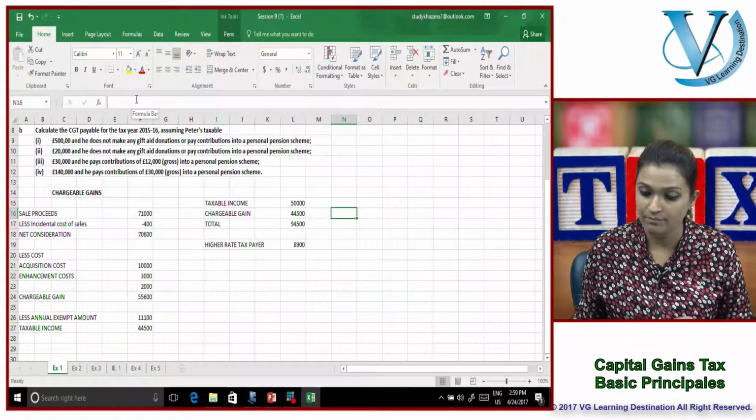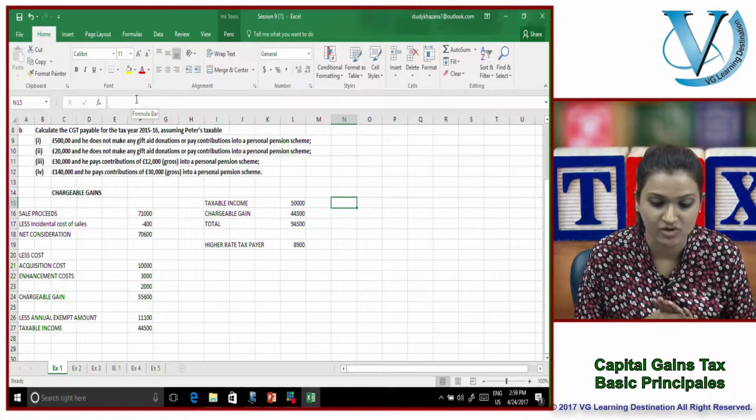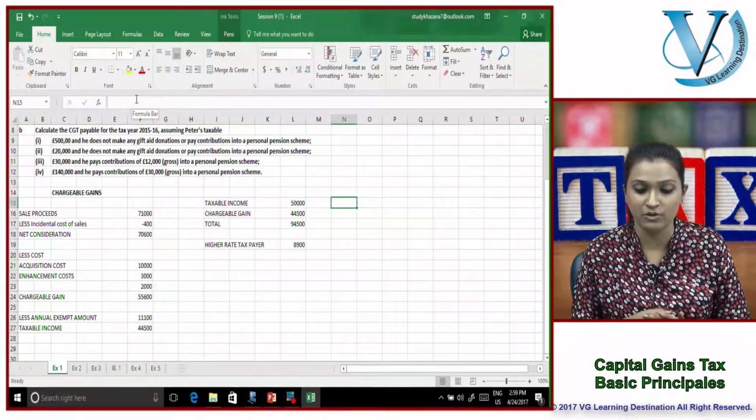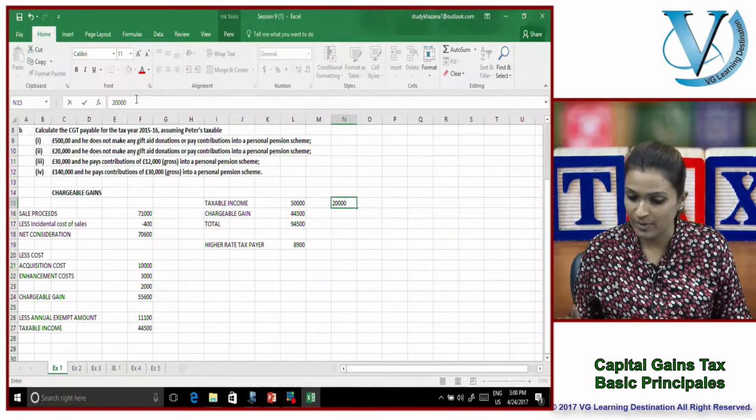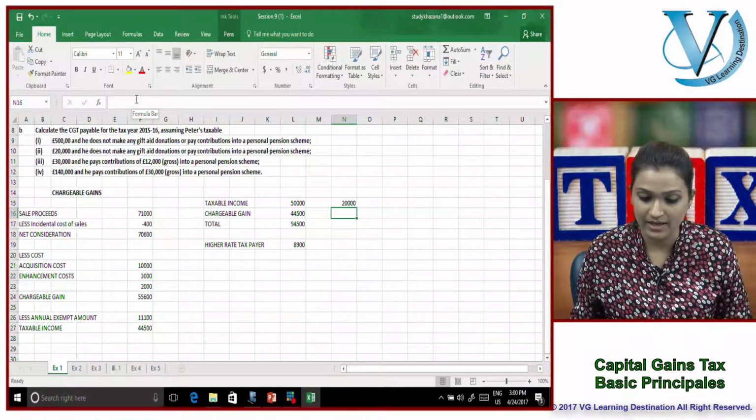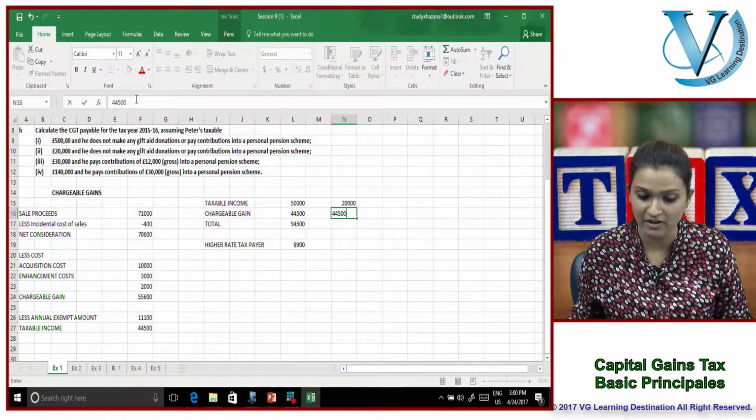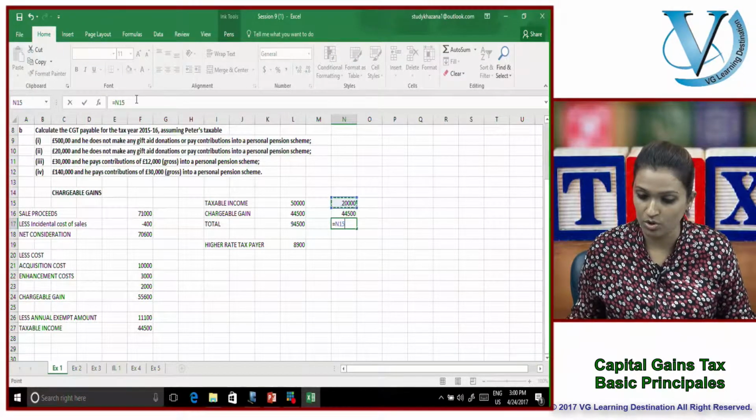Now in part B of the question, we have 20,000 and he does not make any gifted donation. So taxable income is now 20,000. Taxable gain under CGT is 44,500, thus resulting into a total of.